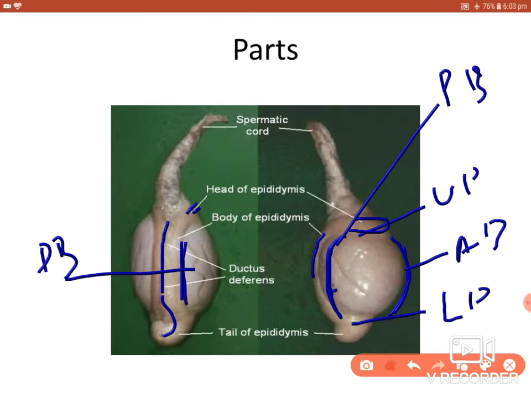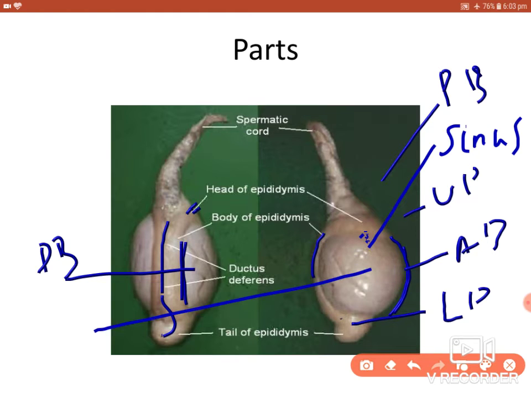Additionally, in the upper lateral end of the testis, relating to the head of the epididymis, there is a space. That space is called the sinus of the epididymis, which lies laterally. The location of the sinus helps to determine the side of the testis. So the sinus lies laterally, and this is the lateral surface of the testis.